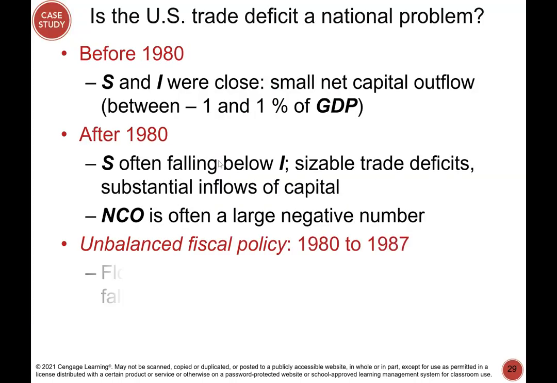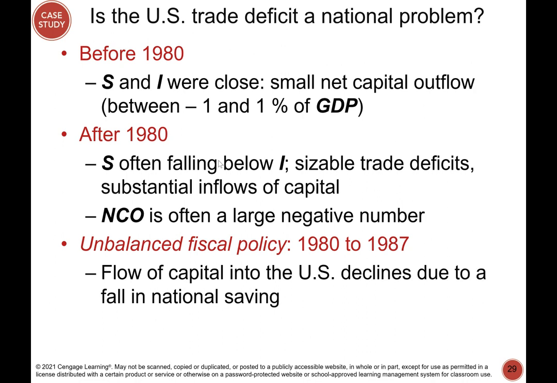Case study. Is the US trade deficit a national problem? Before 1980, S and I were close, with small net capital outflow between -1 and +1% of GDP. After 1980, S often fell below I, resulting in sizable trade deficits and a substantial inflow of capital. NCO is often a large negative number.